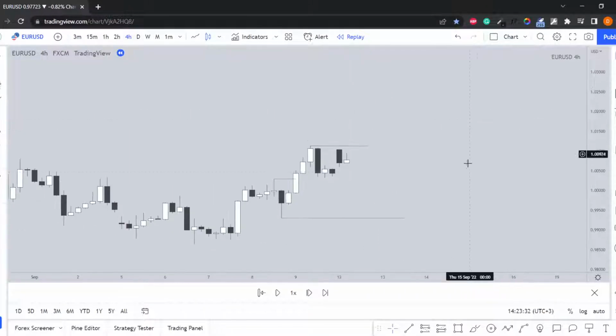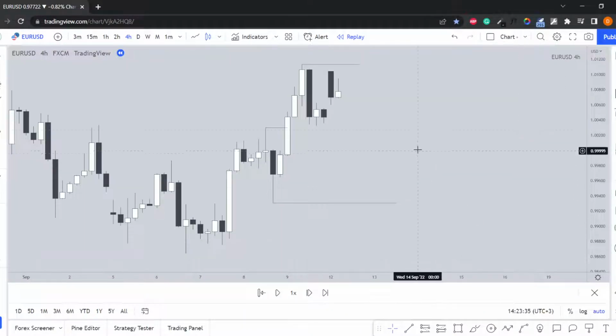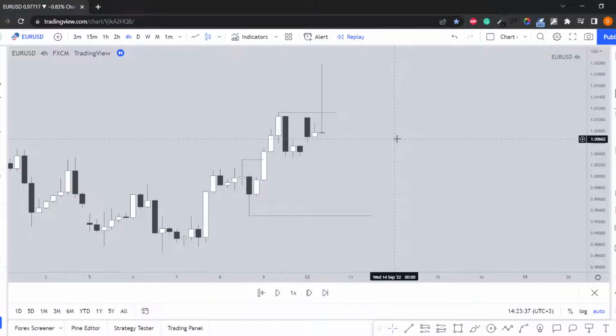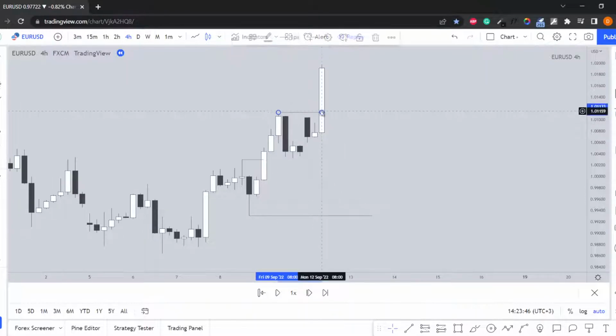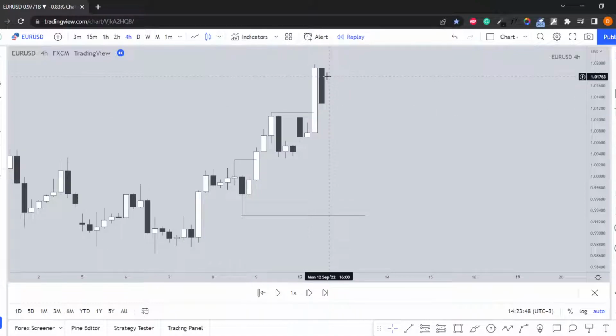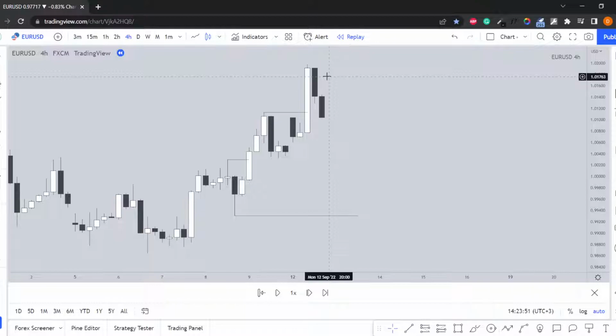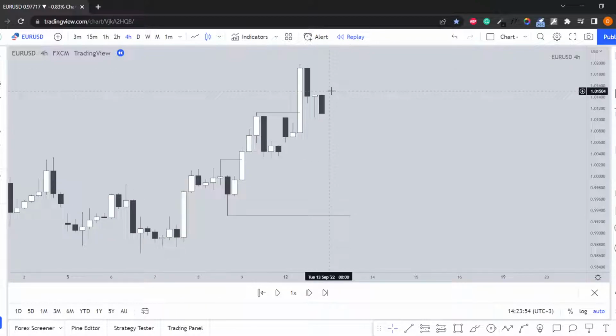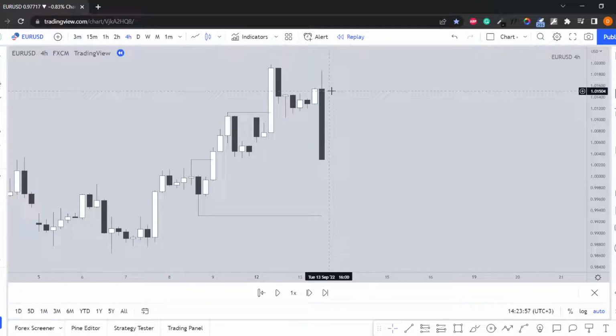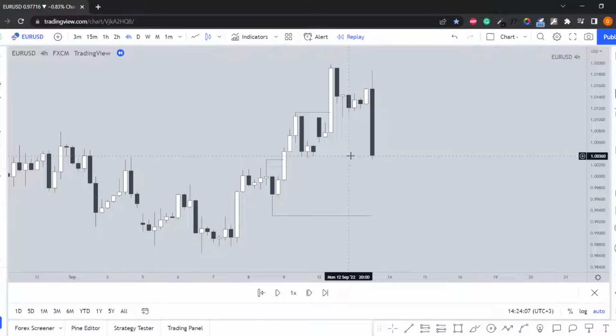So let's zoom in a bit so we can see it clearly and look for a body close. So we have a body close above the previous high. So now this is a break of structure, and let's follow the impulse. Now we don't have a pullback yet. Yeah, so right away we have a big pullback here, but it didn't break the structure of the impulse itself.